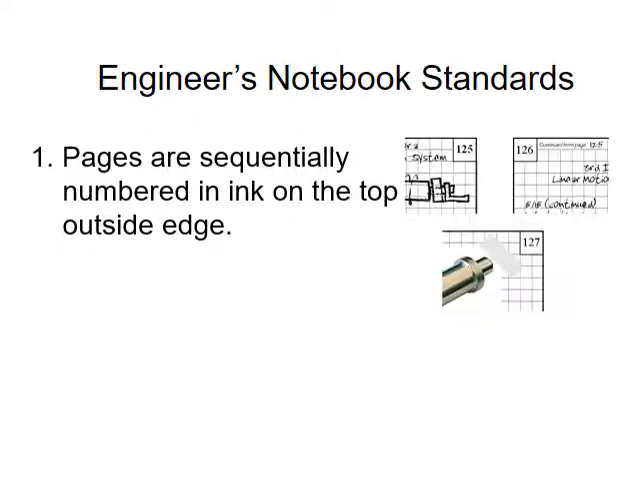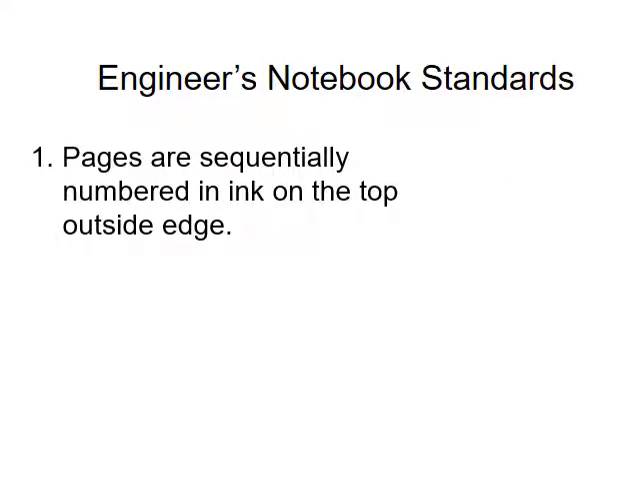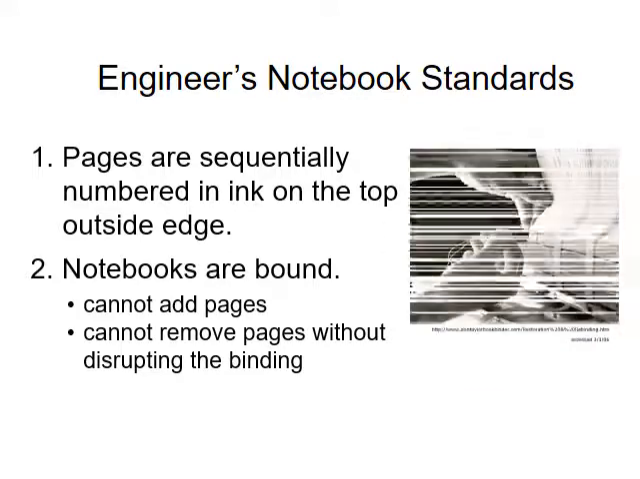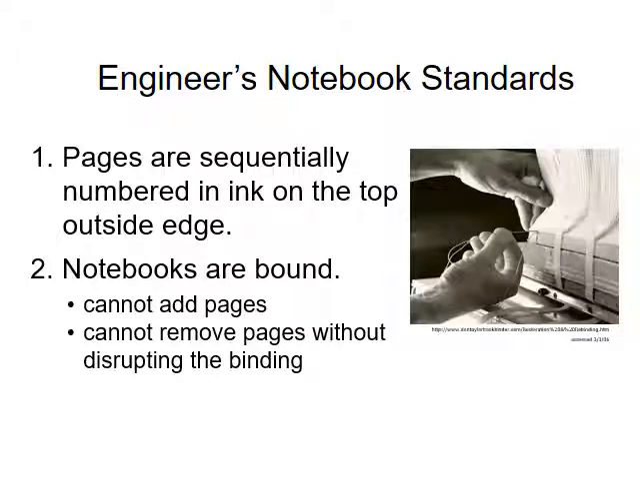There's 14 rules I'll go over pretty quickly, highlighting the key ones, spending a little more time. Number every page sequentially, 125, 126, 127. So if you're 180 pages in your notebook, 1 through 180, that's going to be on the top right or top left of the page. Notebooks are bound, no spiral notebooks. I don't want to see spiral notebooks. If you have one, I'm going to take points away every single time.